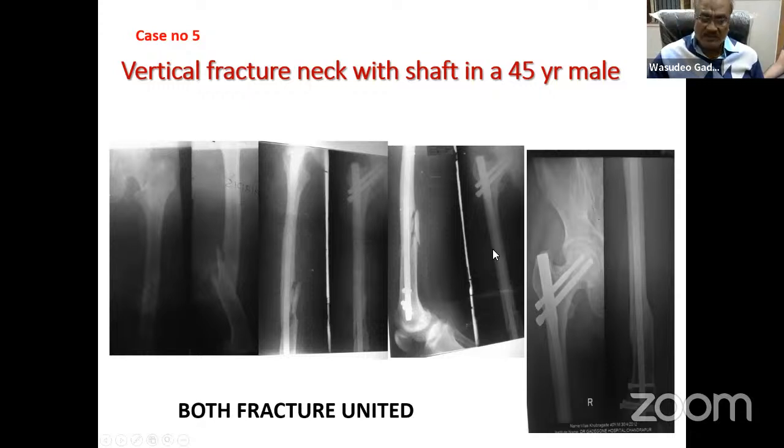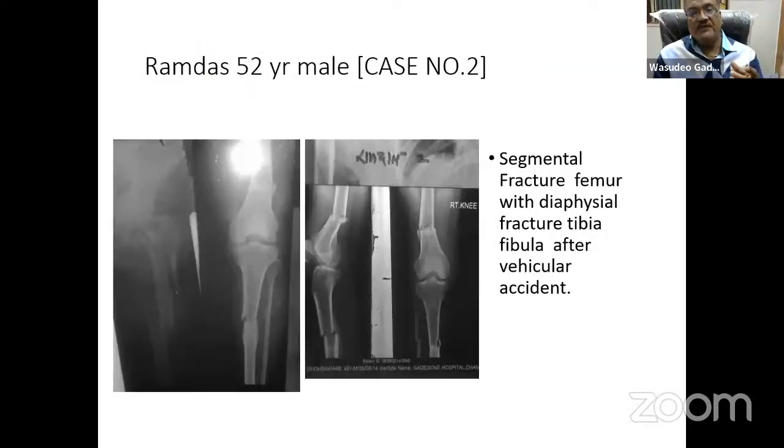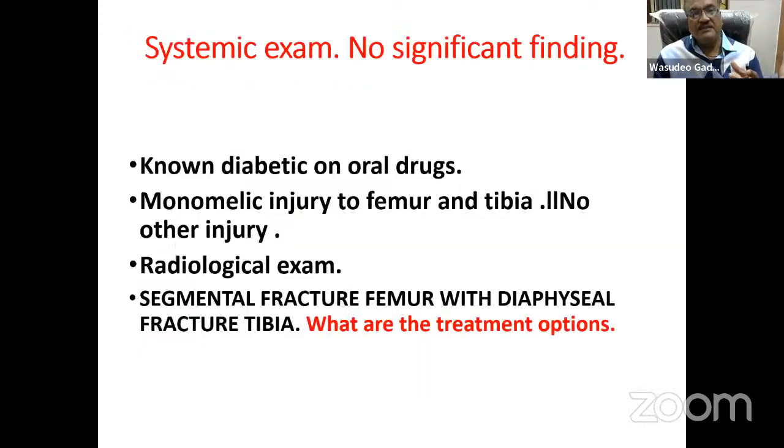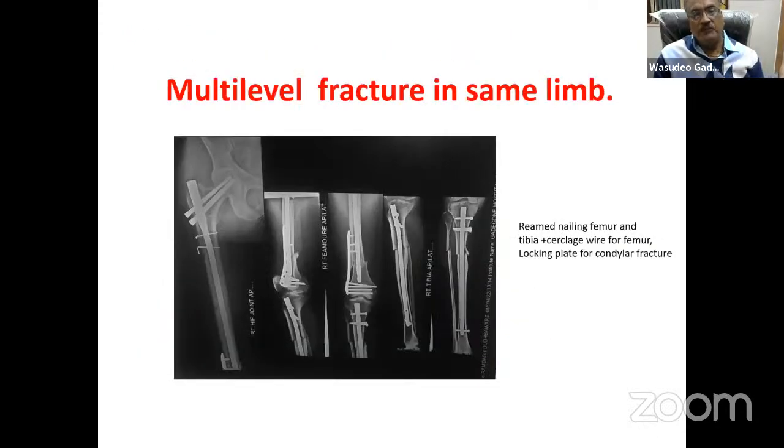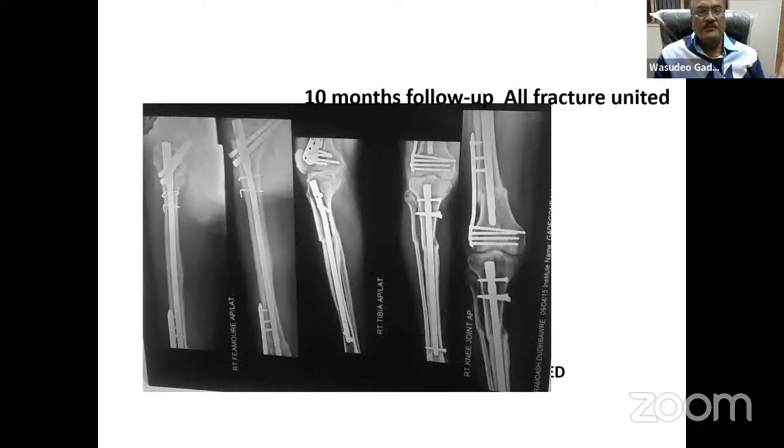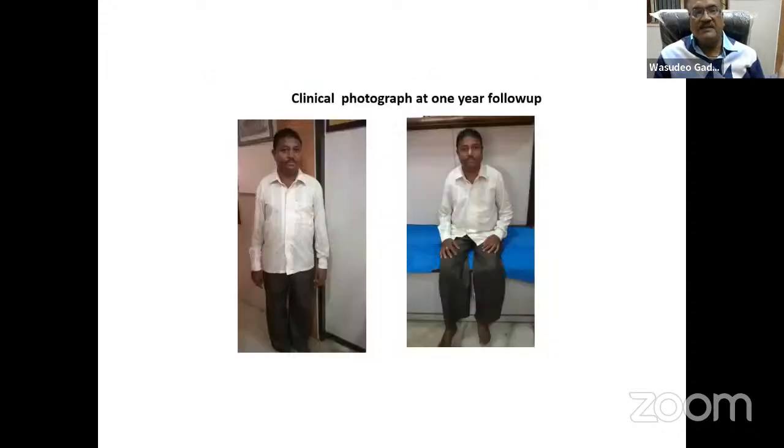I have a very long series of this, but for newer people I advocate, still I say, that two implants are easier to do surgery with than a single implant. But if you are an expert, and technically superior, you can have a single implant for both the fractures. And you can see this is the fracture. Both fractures can be treated, subtrochanteric fracture, shaft fracture, everything.